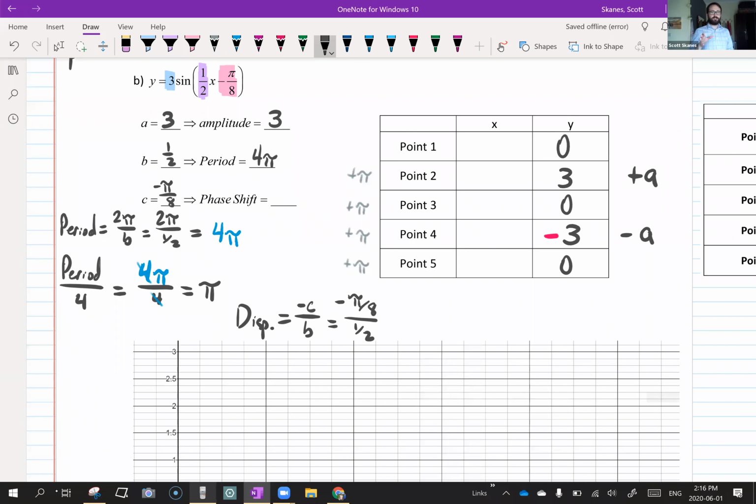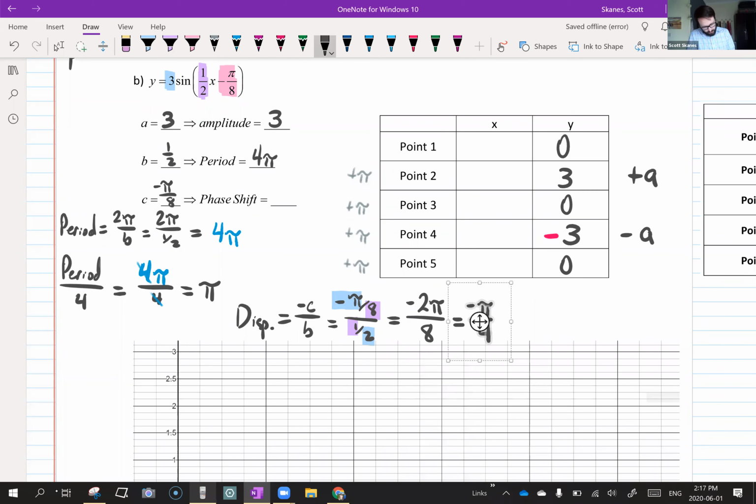Now I'm going to use Ahmed's trick, because I like it a lot. Multiply the furthest numbers. So multiply negative pi by 2, you get negative 2 pi. And now multiply the closest numbers, 8 and 1, you get 8. Simplify this, you get negative pi over 4. Thanks for that, Ahmed. I'll use that for my other class too. It's nice. So that's my displacement.